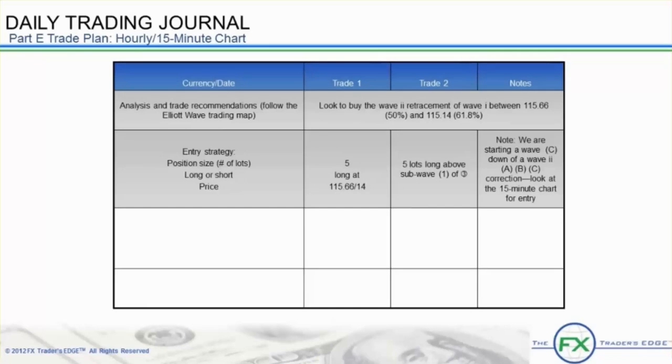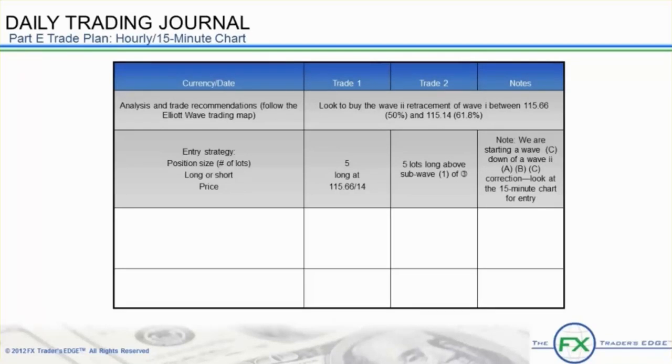The trade plan is specific. Use the Elliott Wave trading map as a guide for the number of lots to trade given where you are in the wave count. Define your entry strategy on the hourly chart and confirm price action on the 15-minute chart to enter trade. Be clear about your entry requirements under the notes column.